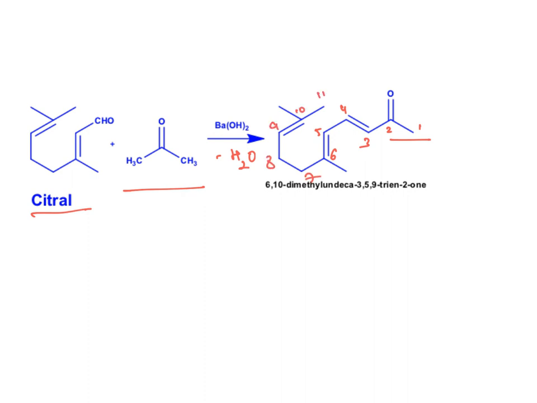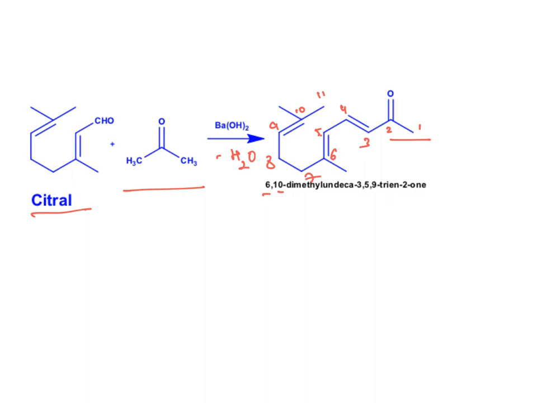10. So the total number of carbons here is 11. The 6th and 10th positions have methyl groups. It is a dimethyl. Total chain length is 11, undeca. At the 3, 5, 9 positions a double bond is present, 3, 5, 9 triene, and at the second position a keto group is present, 2-one. So citral on condensation reaction with acetone gives 6, 10 dimethyl undeca 3, 5, 9 triene 2-one.